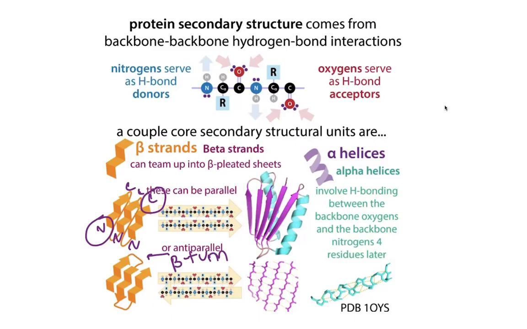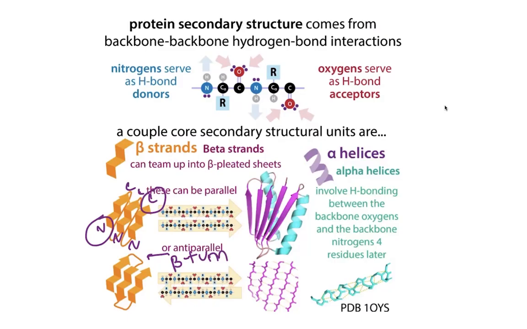So that's one of the main reasons I like to think about secondary structure as involving the backbone interactions. Sometimes you'll see it defined as local structural units, but sometimes these beta strands can involve regions that are pretty distant in their primary sequence, but close in their actual 3D space.